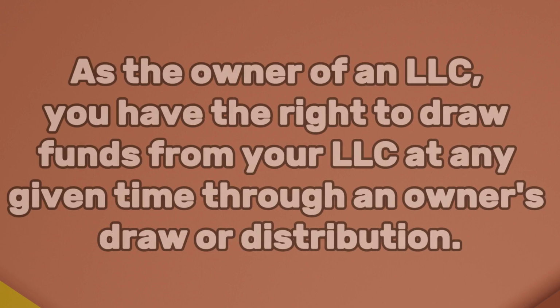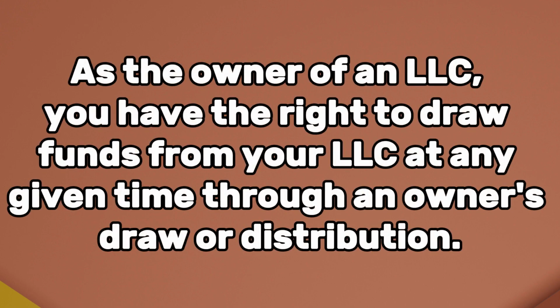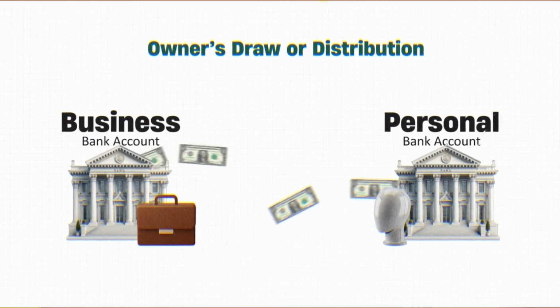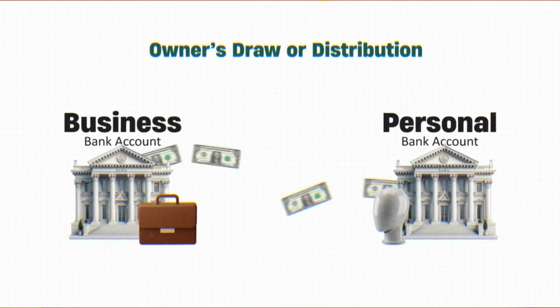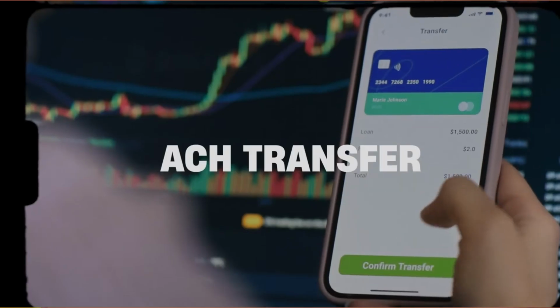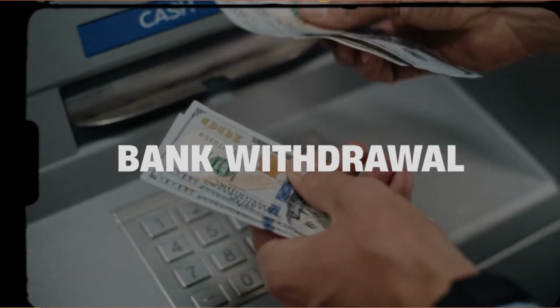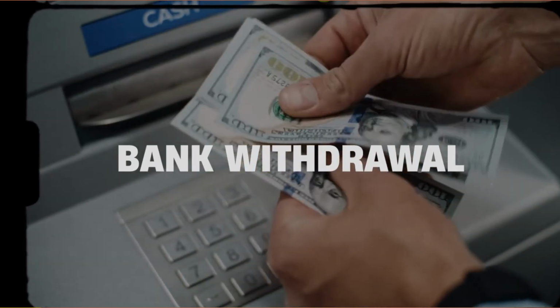As the owner of an LLC, you have the right to draw funds from your LLC at any given time through an owner's draw or distribution. This is literally as simple as transferring funds from your business bank account to your personal bank account, either through a wire transfer, ACH transfer, or you can even write yourself a check or go to the bank and simply withdraw cash from your business bank account.